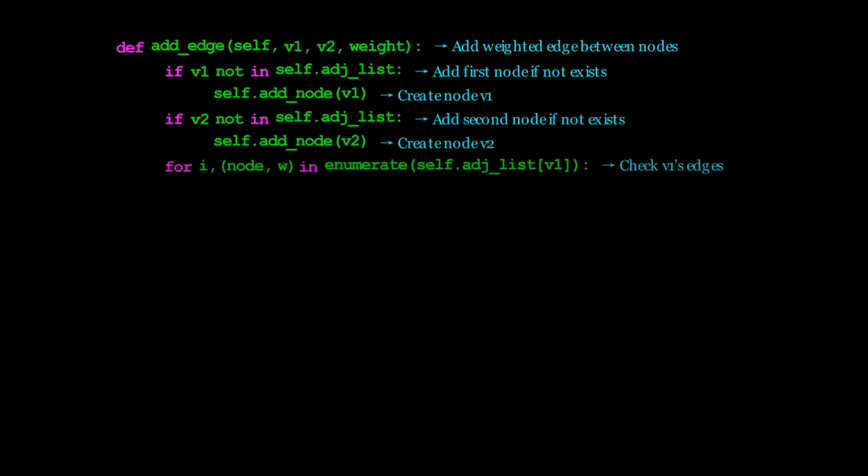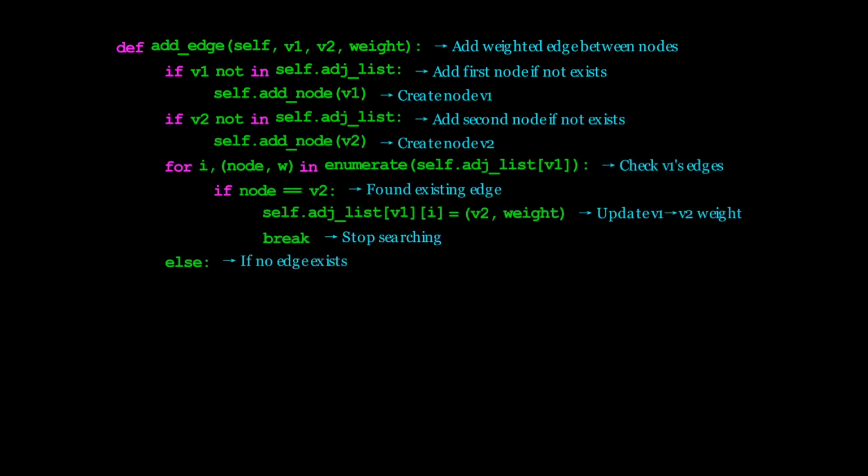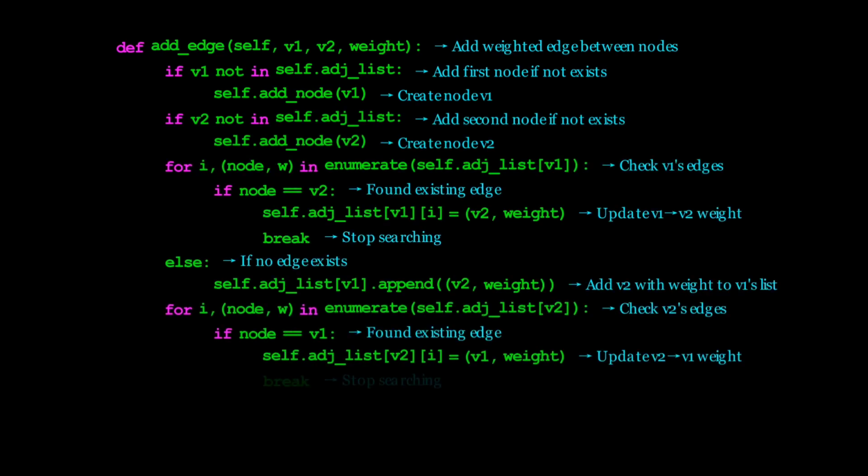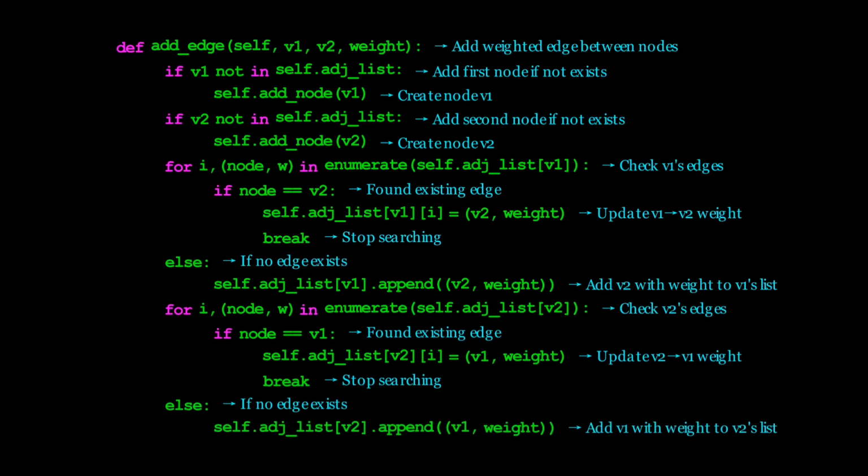Now, the add edge method handles both new edges and updating existing ones. First, we ensure both nodes exist. Then we check for existing edges between the nodes. If an edge exists, we update its weight. If not, we add new edges in both directions since it's an undirected graph.